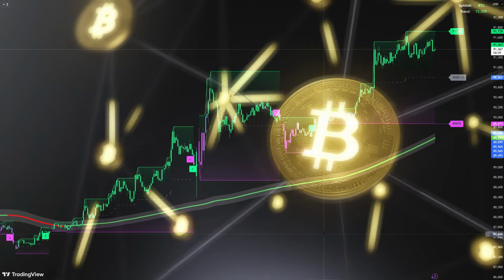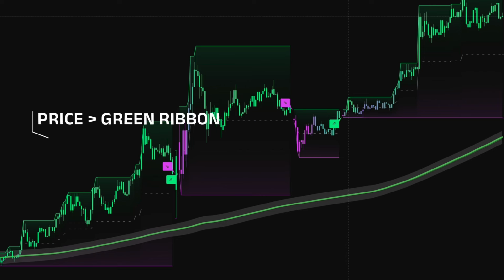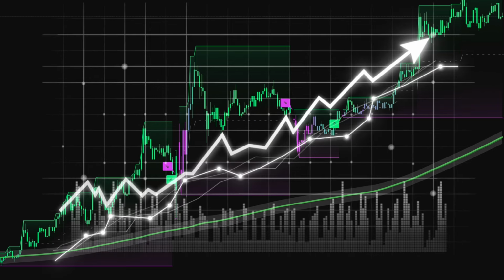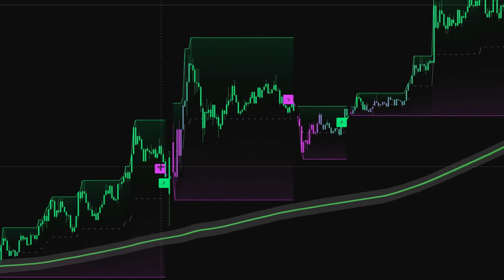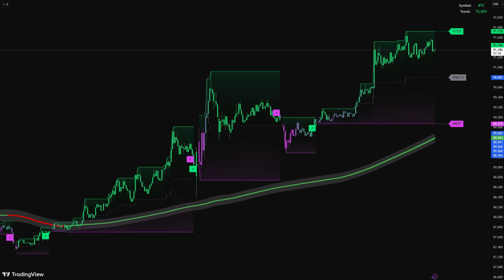Now look back at the Bitcoin chart. The ribbon is green. Price is above it. So the trend is up. Even though the trend level indicator prints sell signals here and here, we skip all of them. Those trades never exist for us. This alone cuts losses before we even enter the market. We wait. And when a buy signal appears in the direction of the trend, that becomes our entry.